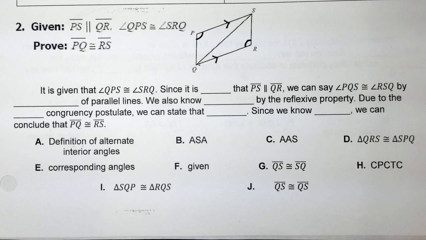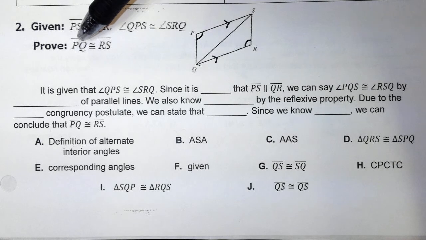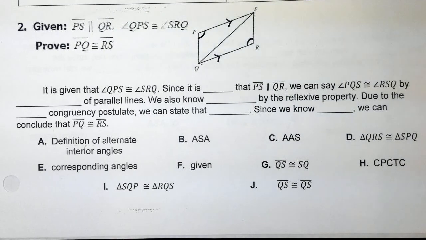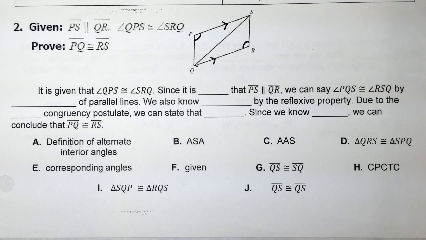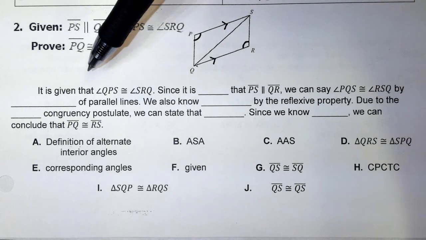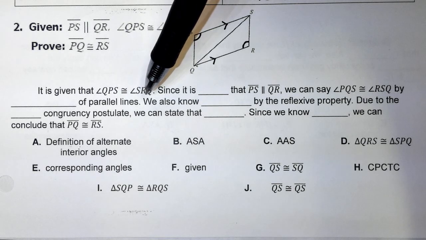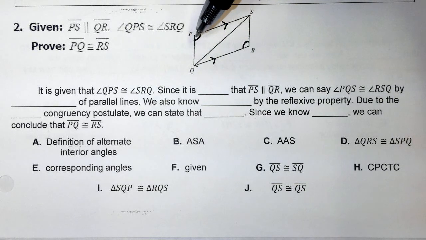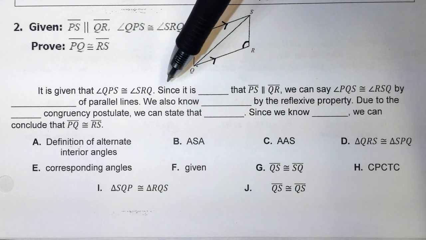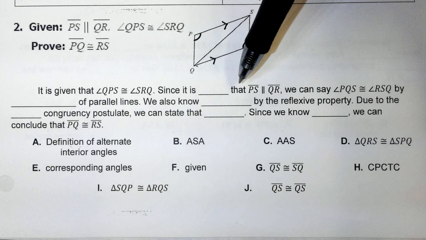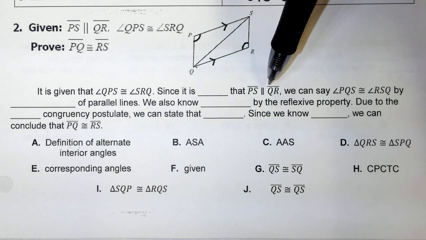After that, that is all my given information. They want me to prove that segment PQ is congruent to segment RS. So we're going to walk through this paragraph proof. It starts out, it says, it is given that angle QPS is congruent to angle SRQ. That's what we just marked. These 2 angles are congruent. And then it says, since it is blank that PS is parallel to QR.